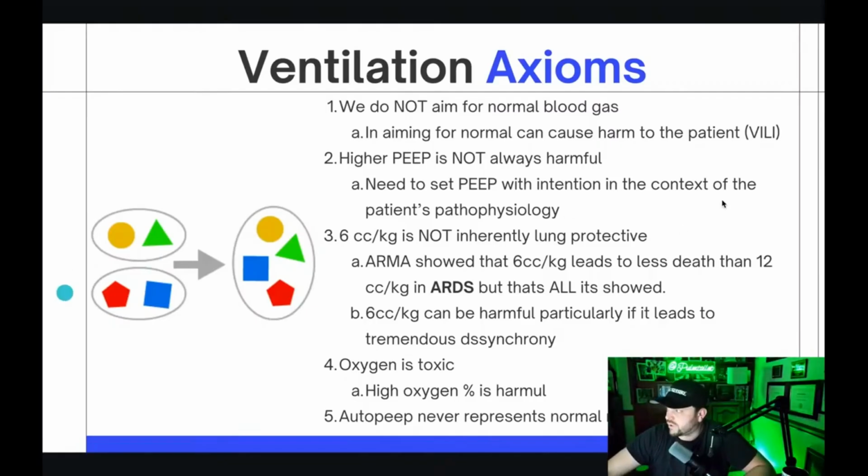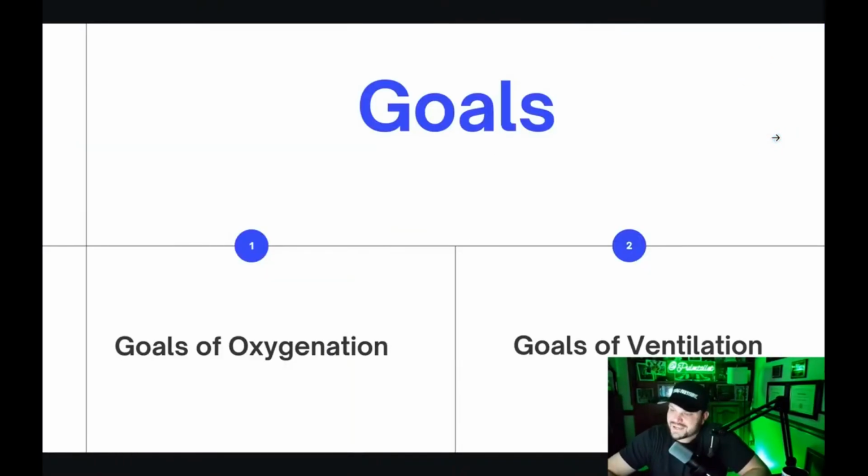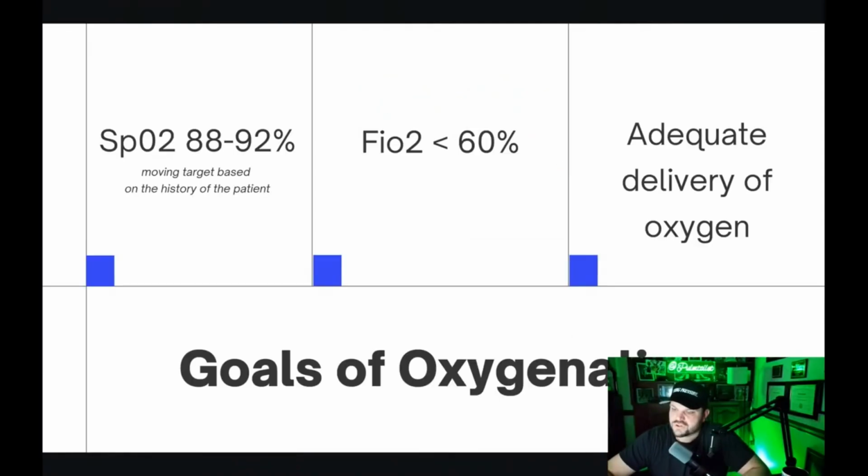All right. So moving on. So what are the goals? What are we talking about here? Like all this yapping. What are the goals here? So we have goals of ventilation and goals of oxygenation. So we split them into goals of ventilation, goals of oxygenation. So goals of oxygenation are SpO2 88 to 92.